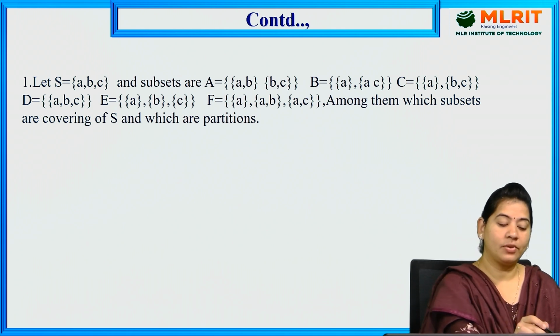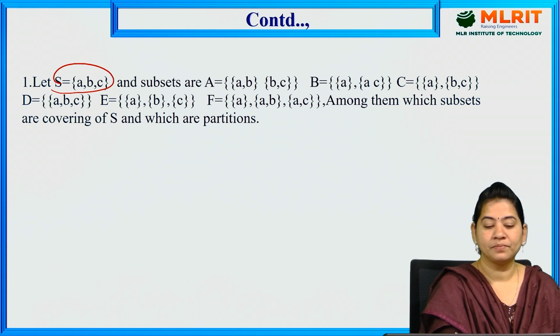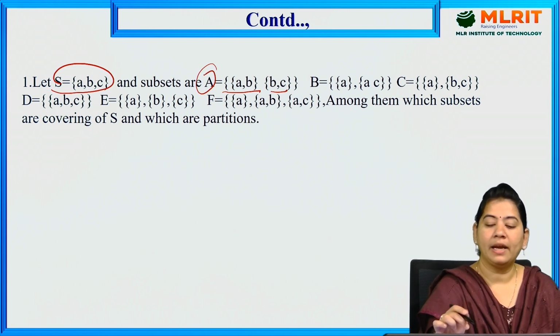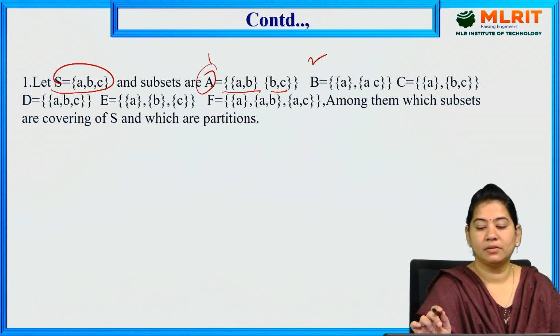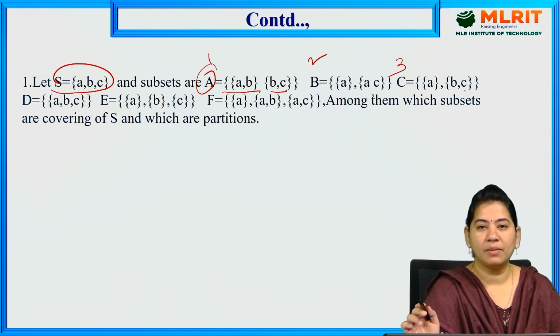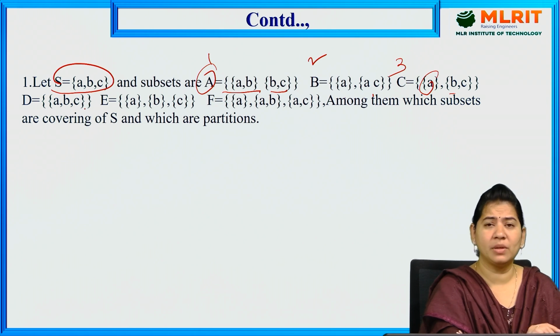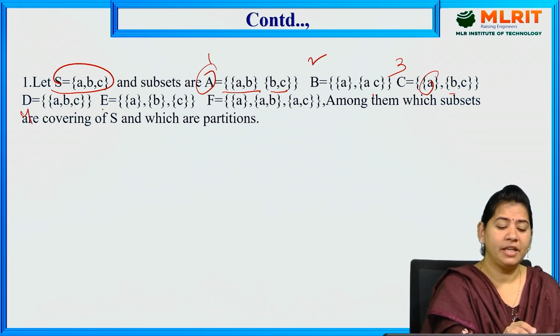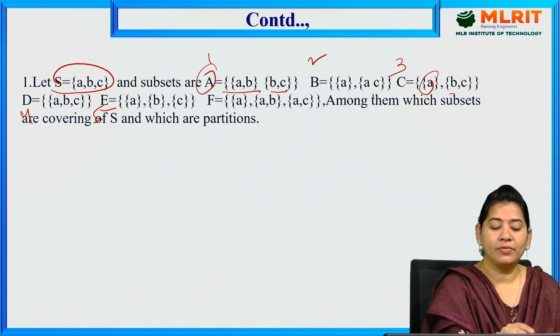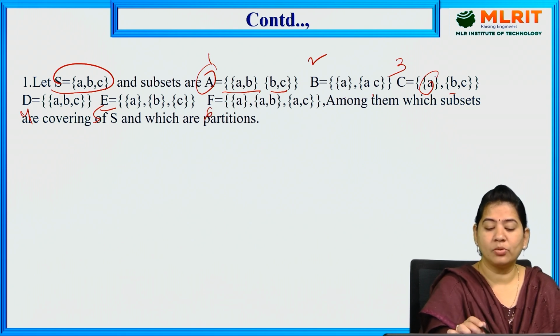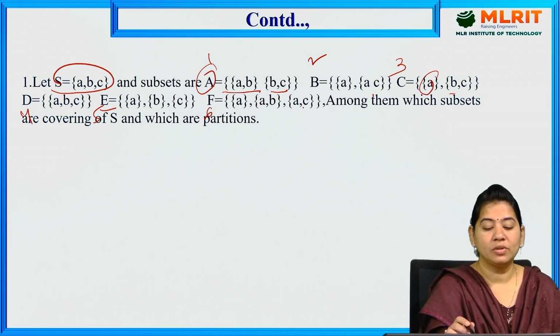So let S is equal to {A, B, C}, and the subsets are: A comma B is one subset, B comma C is another subset, A comma C is another subset. C is another subset. A comma B comma C, this A is one element, B comma C is another element. And D is equal to {A, B, C}. This is another subset. E is called the empty set, so the fifth subset. F is called the sixth one, A comma B, A comma C.